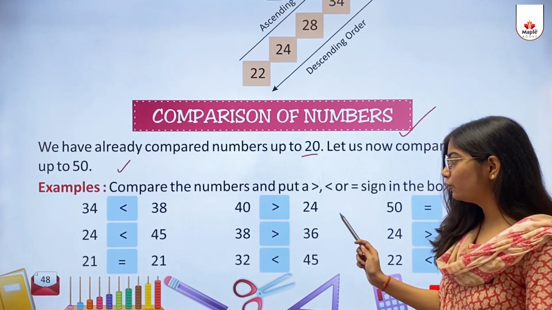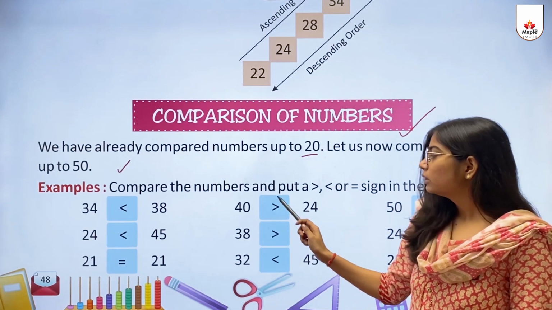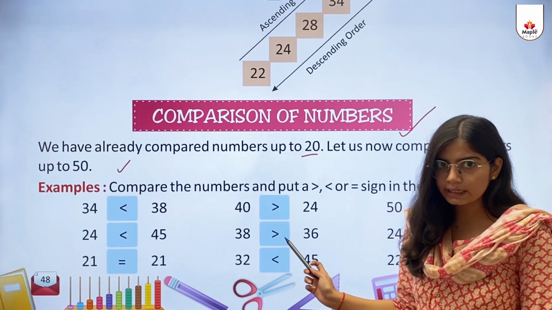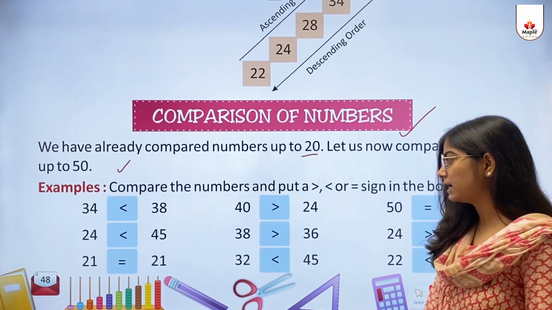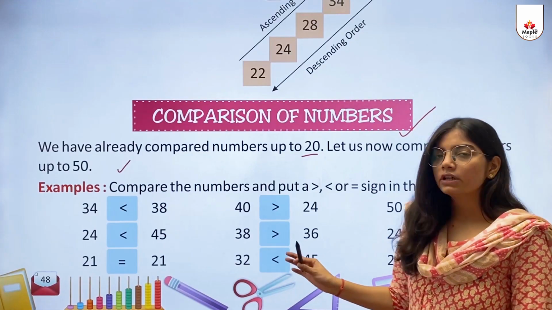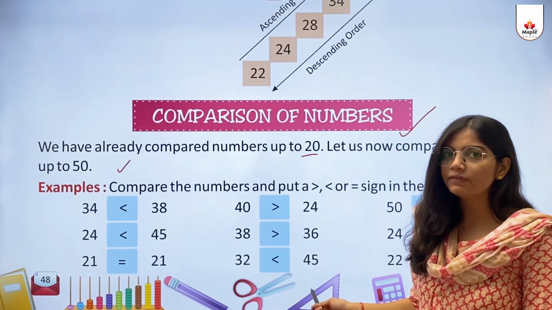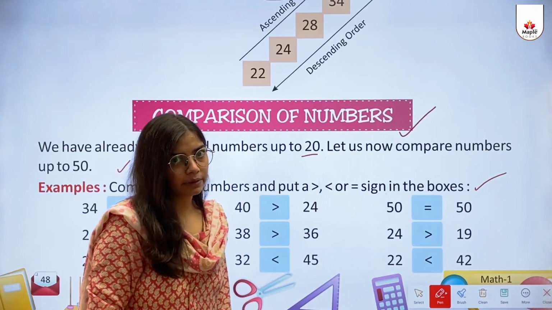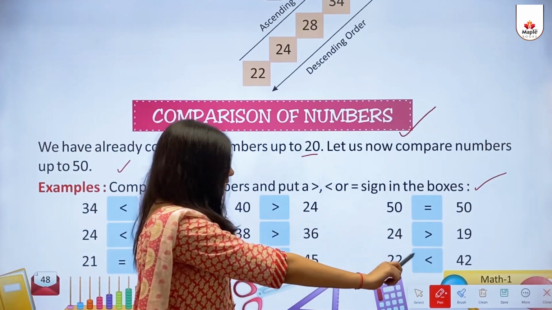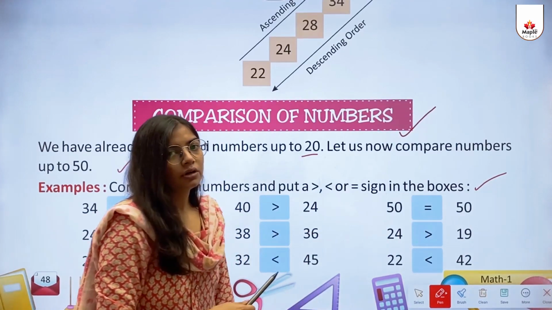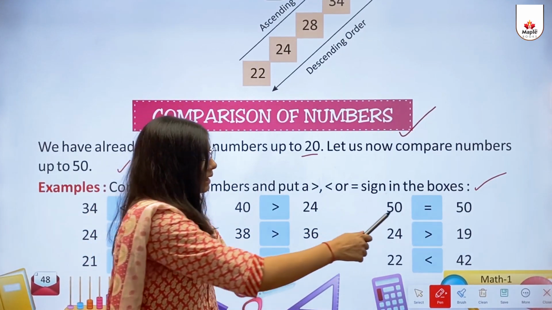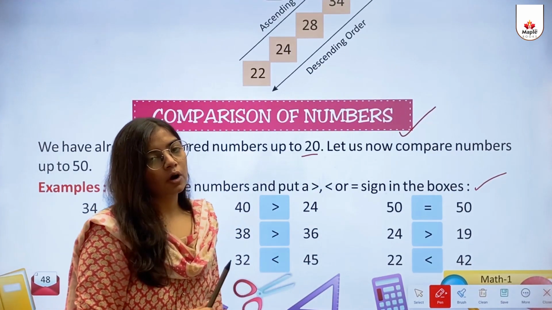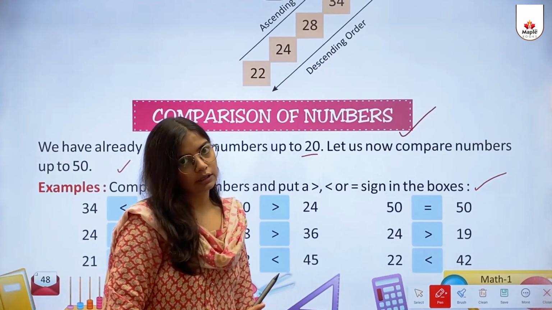Then 40 and 24. 40 is the greater one, so we have greater than sign. Then 38, 36. Again 38 is the greater number, so again we have greater than sign. Then we have 32, 45. 32 is smaller than 45, that's why we have smaller than sign. Then 50 and 50. Both are equal or same number. That's why we have equal to sign. Then 24, 90. 24 is greater than 90. That's why we have greater than sign. And in the end 22 and 42. 22 is smaller than 42. That's why we have smaller than sign.